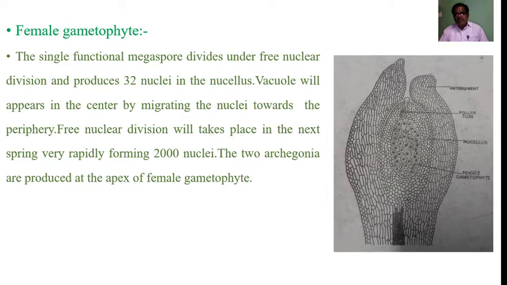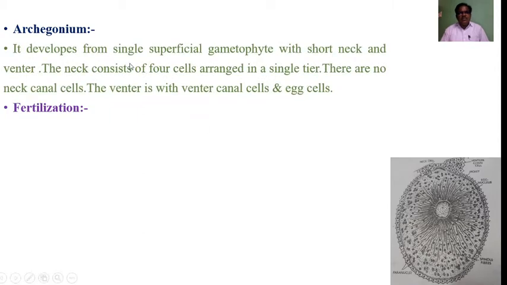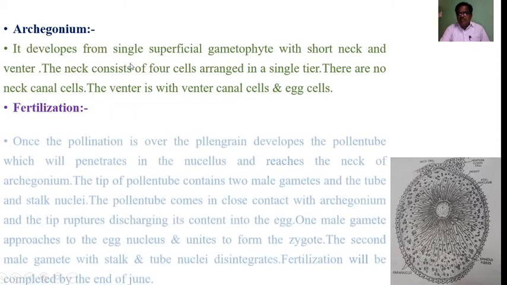So what happens when the 2000 nuclei are formed? Two archegonia are produced at the apex of the female gametophyte. Here, at the apex of the female gametophyte, two archegonia are formed, and when this space is occupied by the entire set of nuclei, this is nothing but the female gametophyte. Then the archegonium.